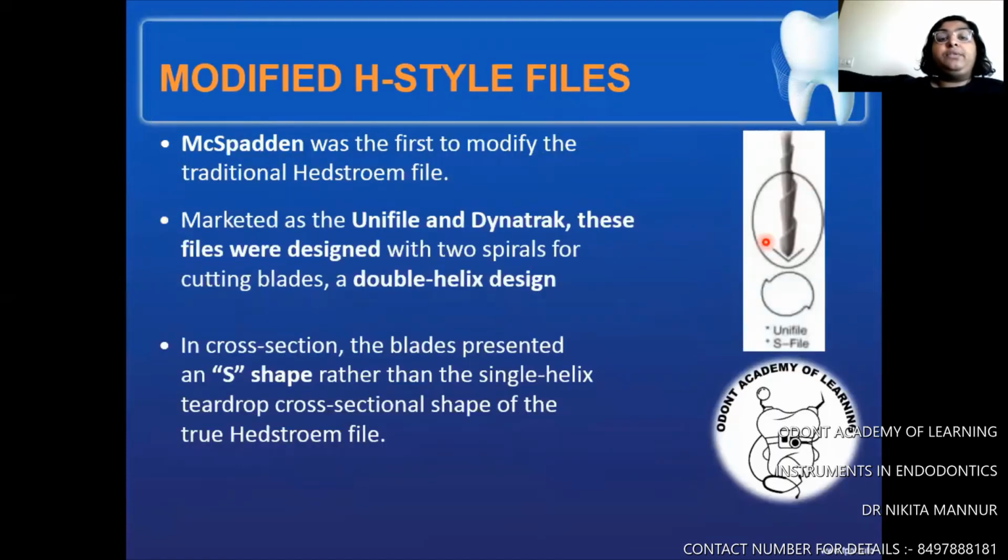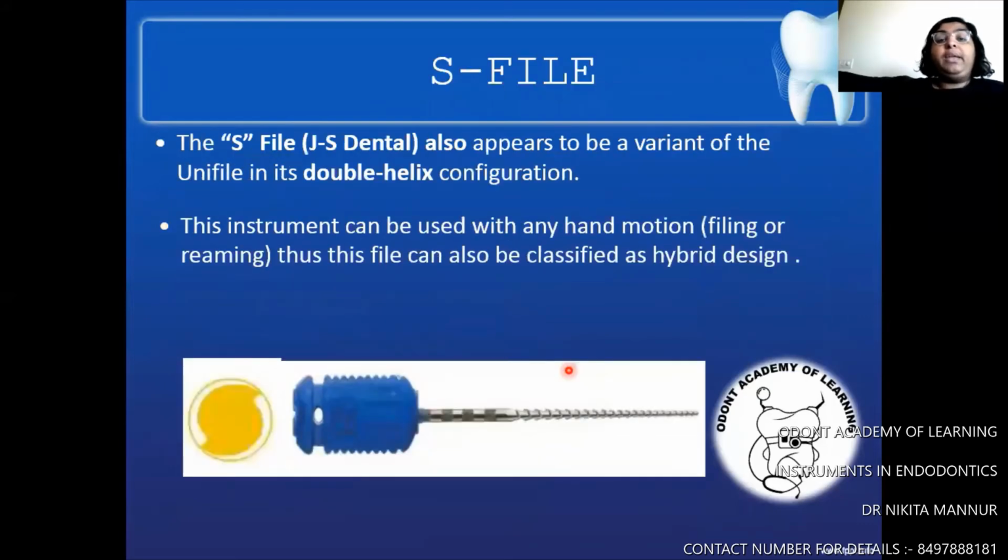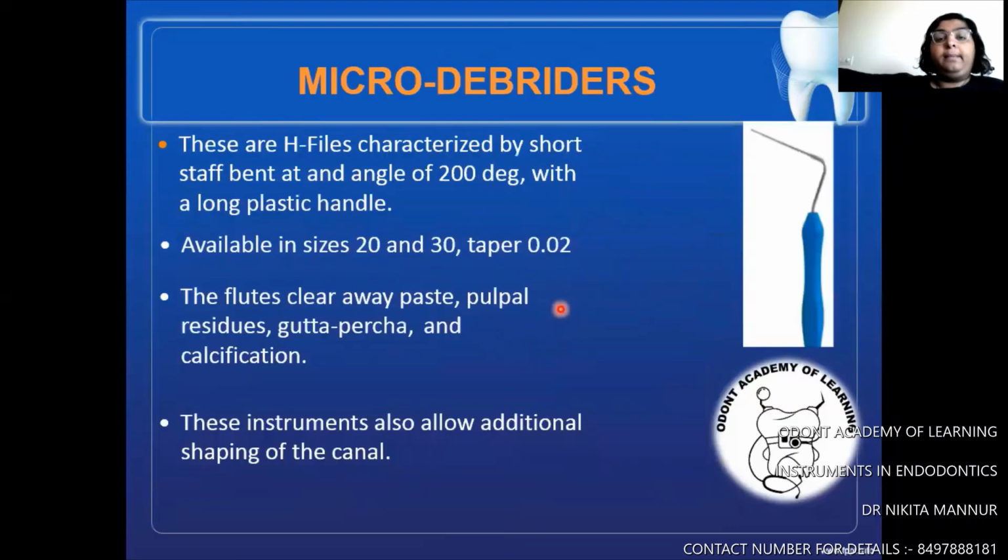Modified H file was introduced by McSpadden, and it was marketed by Unifile and Dynatrak. Basically, here we have an S-shaped cross section rather than the single helix teardrop cross section as compared to the Hedstrom file. So this S-shaped file helps in removal of necrotic debris as well. Now the S file is a variant of the Unifile in its double helix configuration. It's used with any hand motion, either filing motion or reaming motion, and can be classified as a hybrid design.